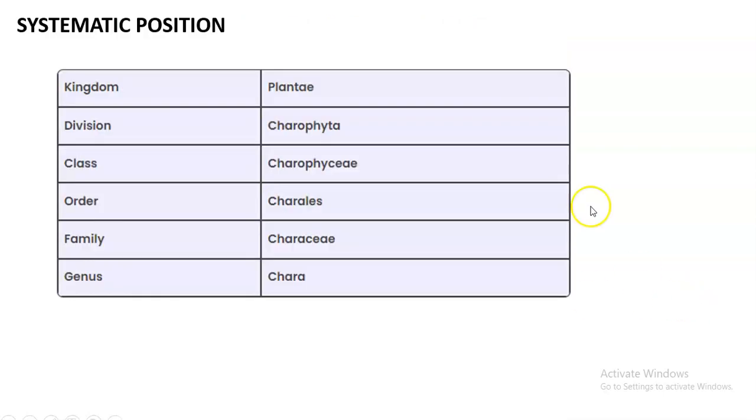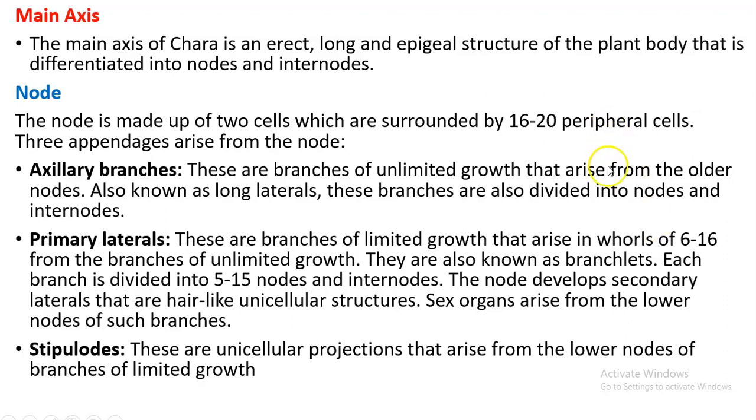Now, when we are asked a question about Chara, as I always say, you have to first write the systematic position. It belongs to the kingdom Plantae, division Charophyta, class Charophyceae, order Charales, family Characeae, genus Chara. Under this genus there are around 400 species, out of which 30 are found in India. So this kind of explanation we have already made.